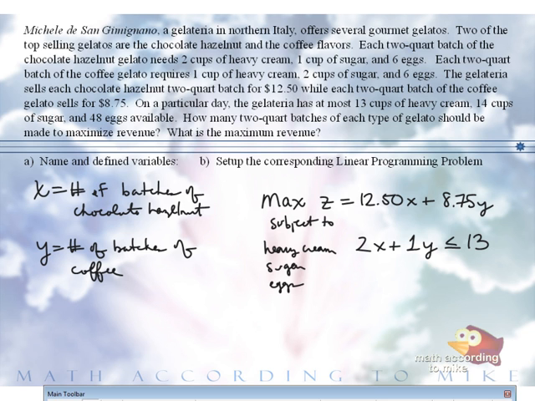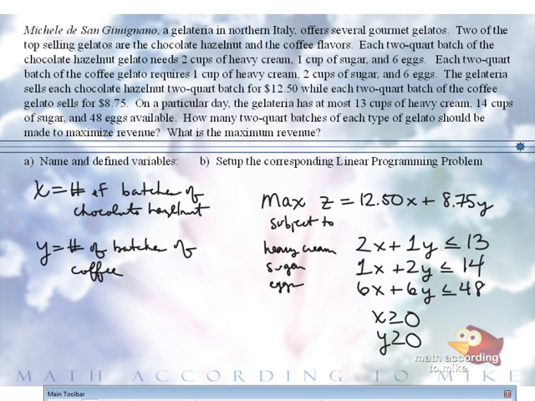Good. Put all the sugar numbers together. Good. And someone else, eggs. 6X plus 6Y is the same. Good. So those three are our functional constraints. And then add in your non-negative constraints because the gelateria cannot make a negative amount of gelato. Okay. So what we're going to do now is we're going to graph this.